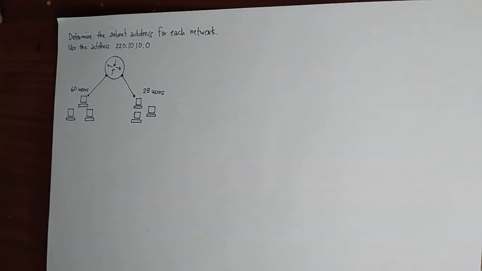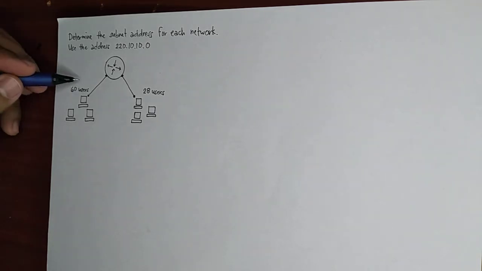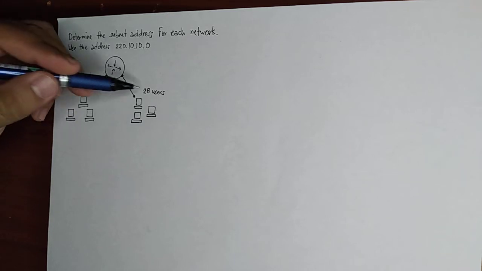Alright, good morning. So the next example is to determine the subnet address for each network. We have two networks here having different numbers of users, so here we will be using our variable length subnet mask, or VLSM. The address given is 220.10.10.0. This is a class C address, and from here we need to calculate the network address of this network and the other network.